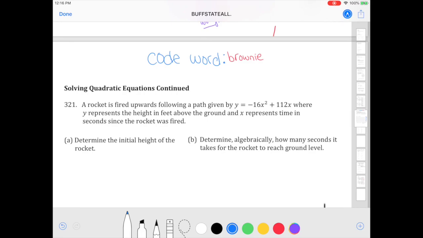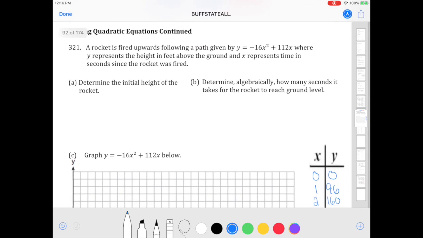So it's functions and modeling. We're supposed to put some real-world scenario into all these things that we've been doing. So here we go. A rocket is fired upward following a path given by y equals negative 16x squared plus 112x, where y represents the height in feet above the ground and x represents time in seconds. So do what you got to do to underline that for yourself. Y is height, x is time. So as you go further on your x-axis, the path that your rocket is taking is going to be shown using height as a reference.